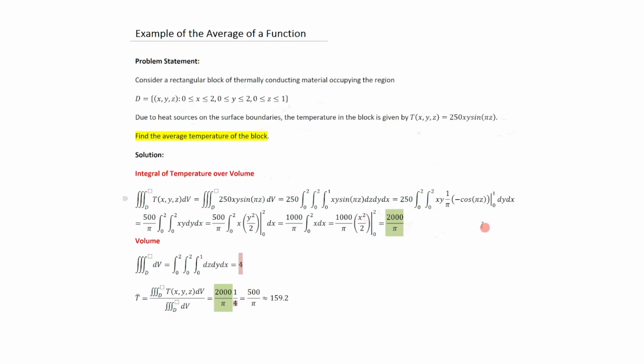For the volume, we have to integrate just dV, but dV is dz, dy, dx over the respective bounds. So the z value is from 0 to 1, the y value from 0 to 2, and the x value from 0 to 2. If you perform this integration, you get 4. Lastly, you take the ratio of these two, and you get approximately 159.2. This is the value for the integral of T dV, and this 4 is the value for the volume. And it's the final answer that you get.